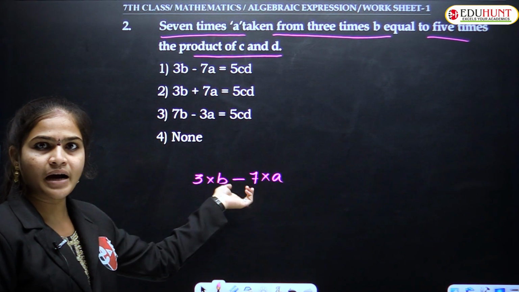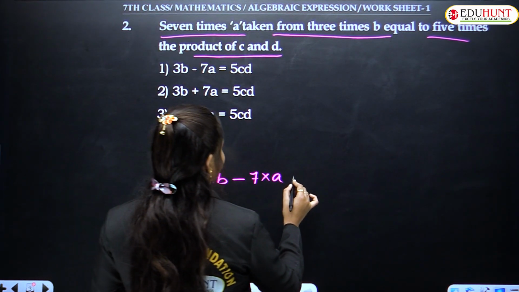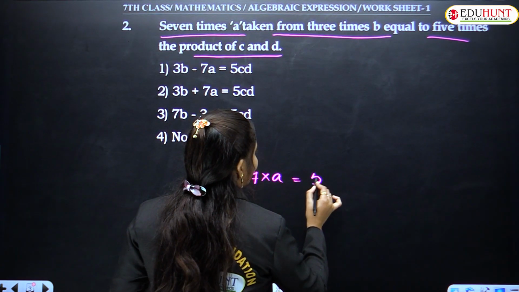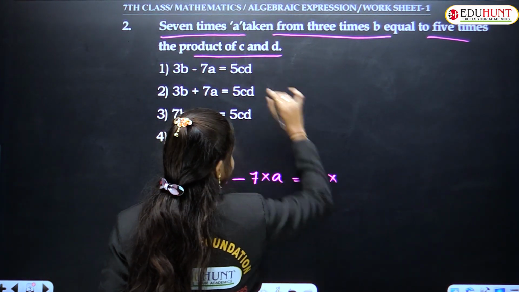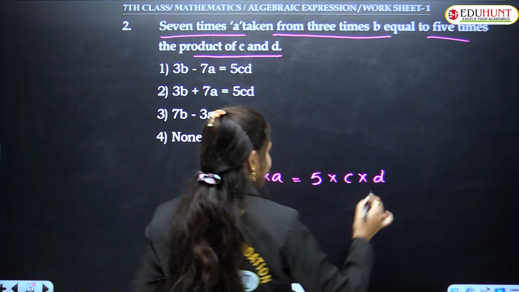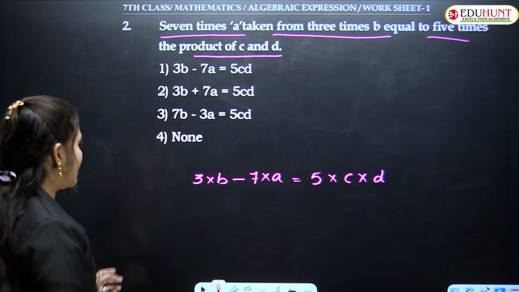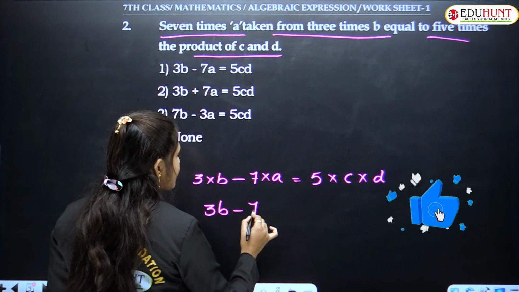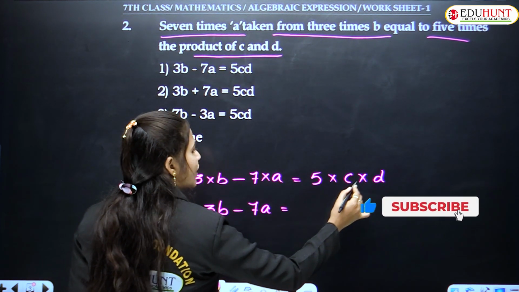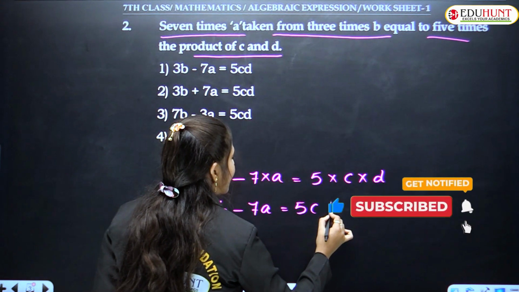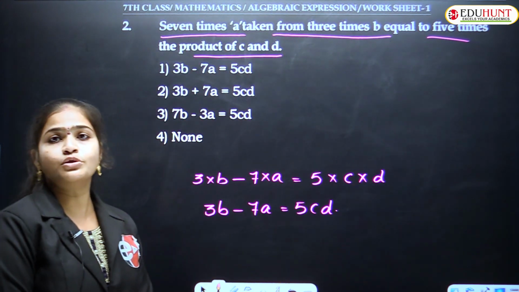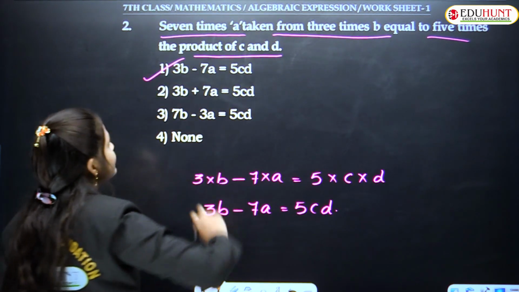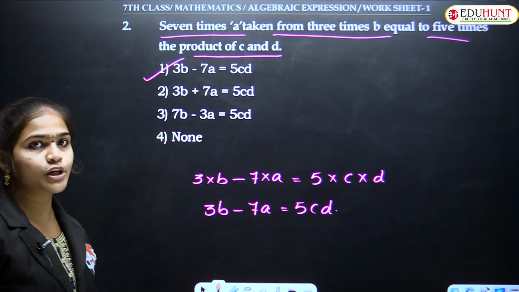So 3b minus 7a, which is equal to 5 times the product of c and d. Product means c into d only, no? Now write here: 3 into b is 3b, minus 7 into a is 7a, which is equal to 5 into c into d, which is 5cd. As per this, which option is correct? The first option, that is 3b minus 7a is equal to 5cd.